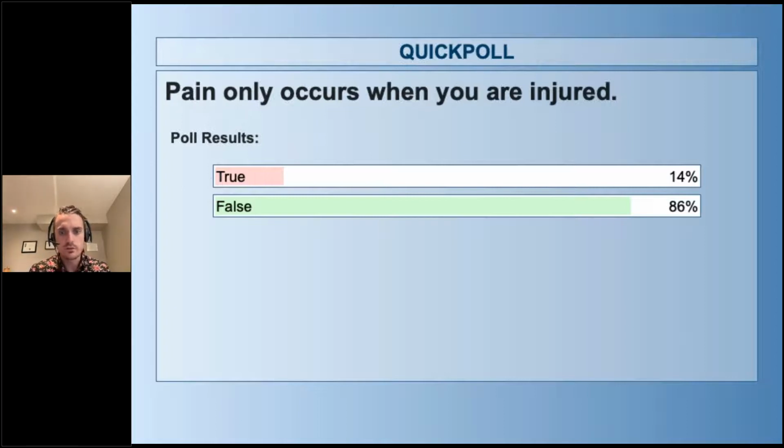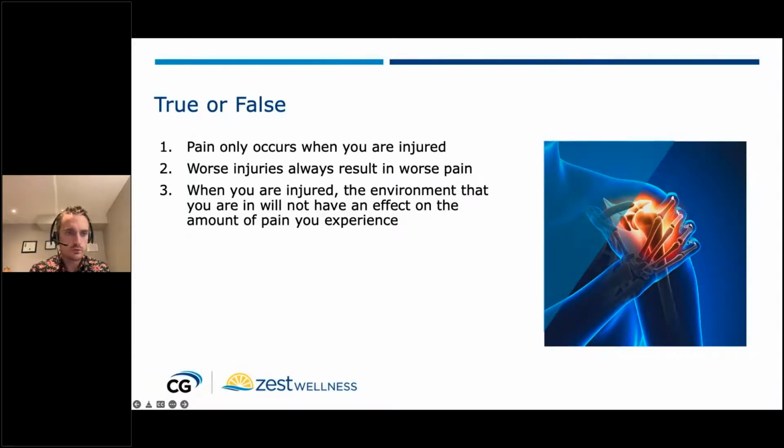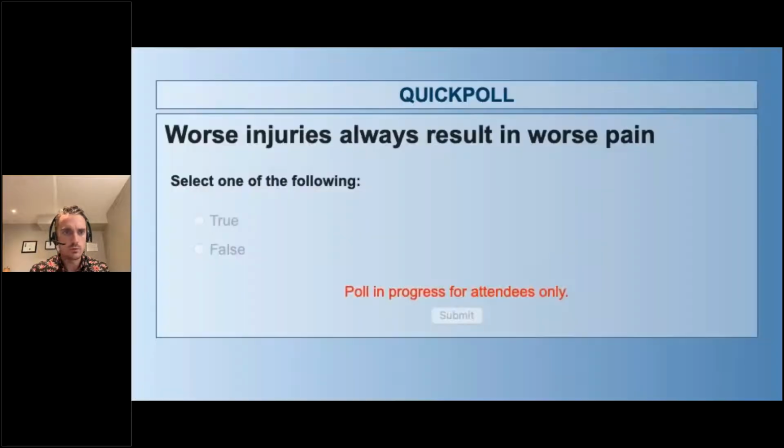Okay, our second poll question right here is as follows, and I'll launch the poll. Worse injuries always result in worse pain. So that's worse injuries always result in worse pain, true or false? And I should say too, all these questions are based on a scientific paper, so they're all evidence-based questions backed by science. Okay, almost 100% of you have voted.